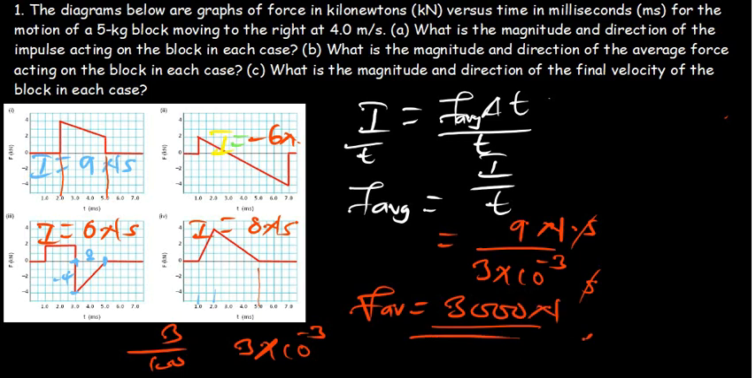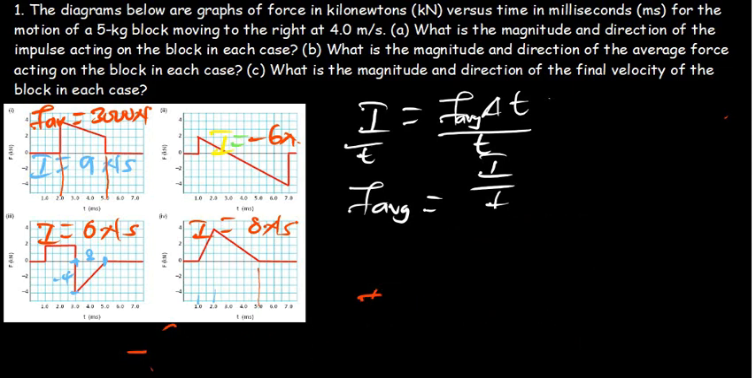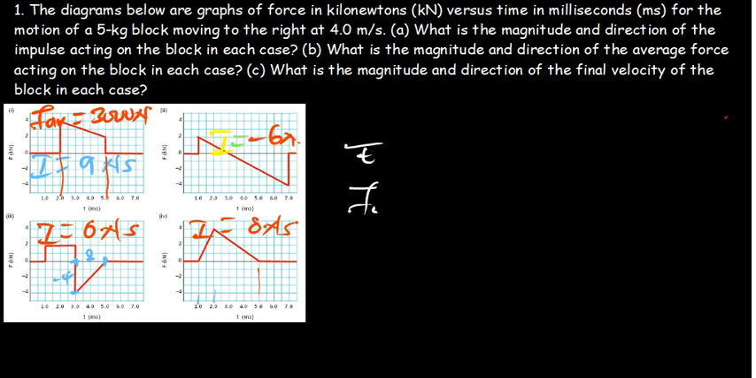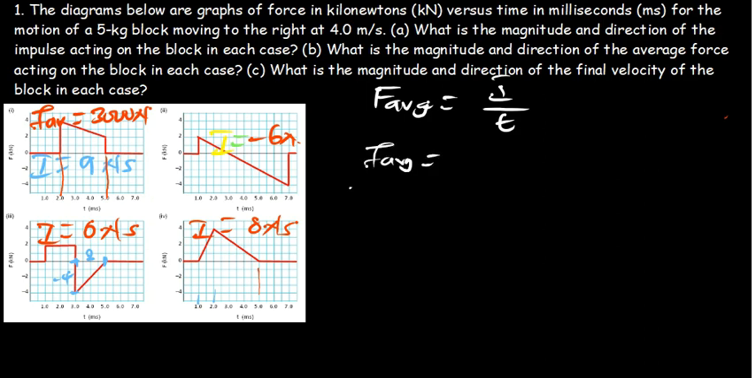So the average force for the first part is 3000 Newton. Now let's go to the second part. Now you need to be very much careful on how to find the time. Now the formula is going to be the same, nothing is going to change. So the average force will be the impulse divided by time. Okay, so the impulse here is negative 6 Newton seconds.